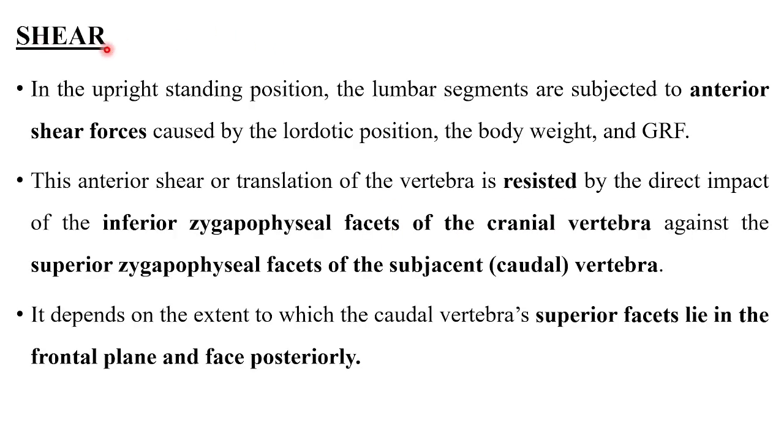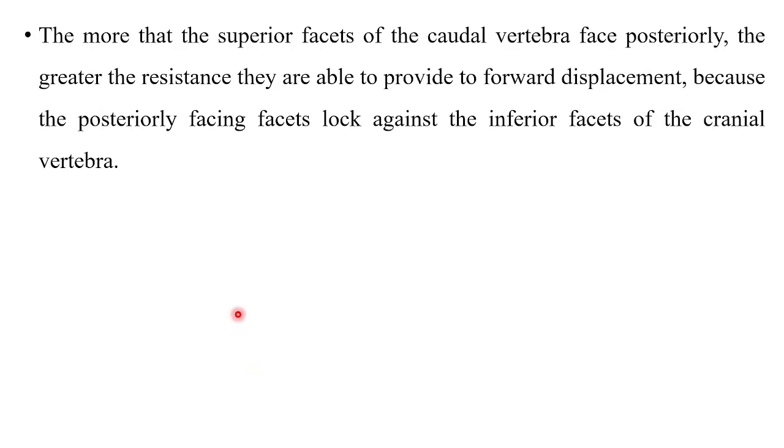So next kinetics is the shearing force. In the upright standing position, the lumbar segments are subjected to anterior shearing force caused by the lordotic position, the body weight, and the ground reaction force. The anterior shear or translation of the vertebrae is resisted by the direct impact of the inferior facets of the cranial or superior vertebrae against the superior facets of the inferior or subadjacent vertebrae. It depends on the extent to which the inferior vertebra's superior facets lie in the frontal plane and face posteriorly. The more the superior facets of the caudal vertebra face posteriorly, the greater the resistance they provide to forward displacement, because posteriorly facing facets lock against the inferior facets of the cranial vertebra.